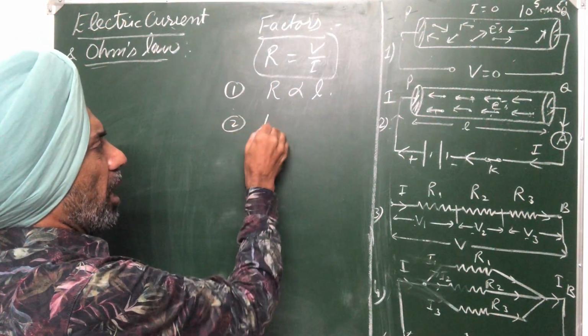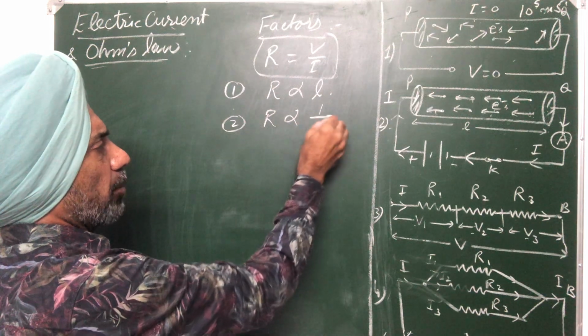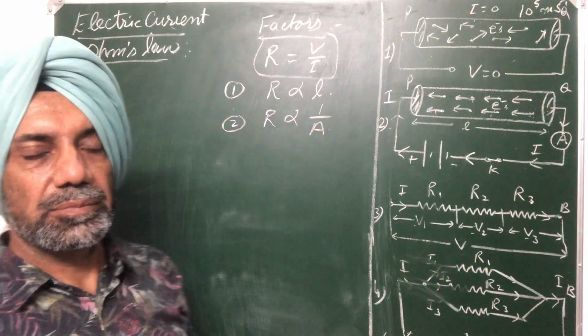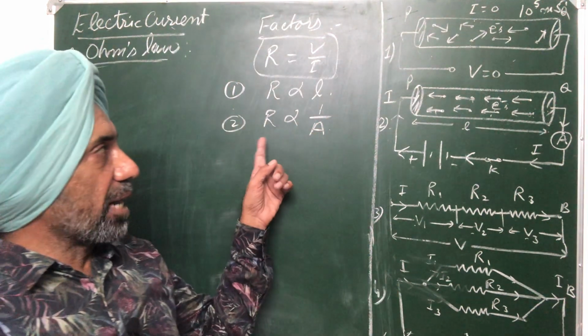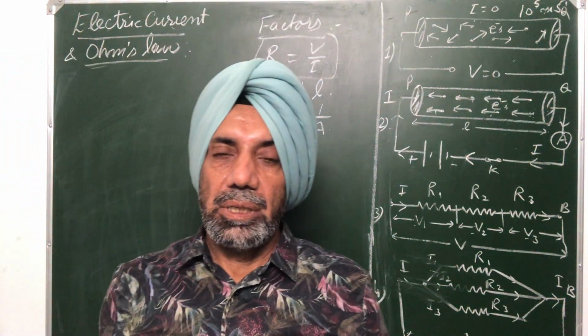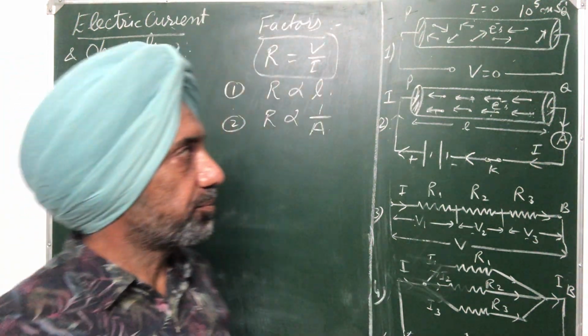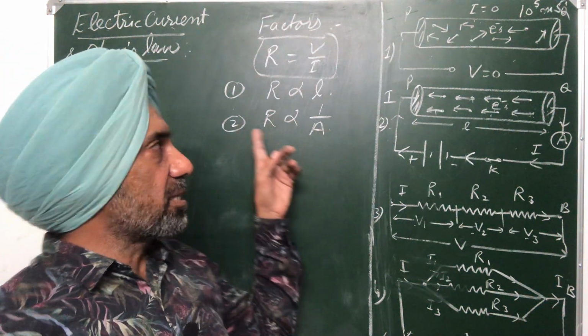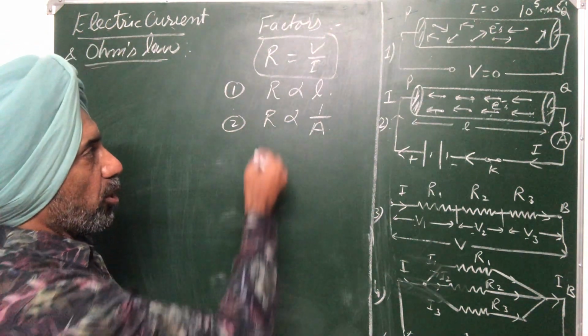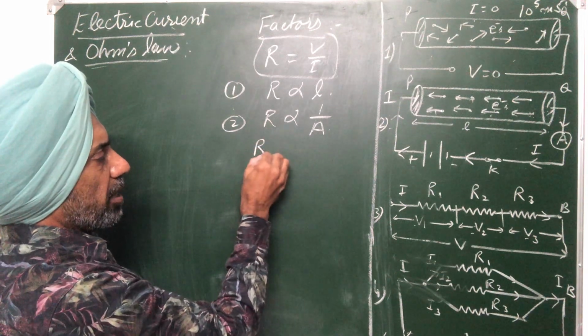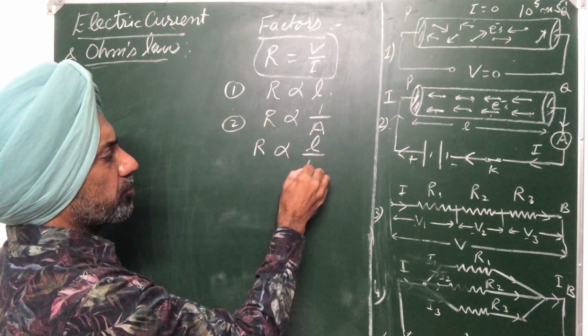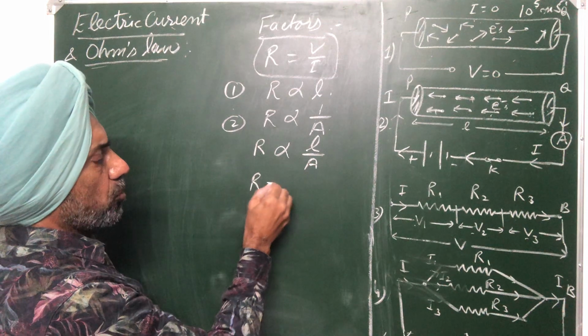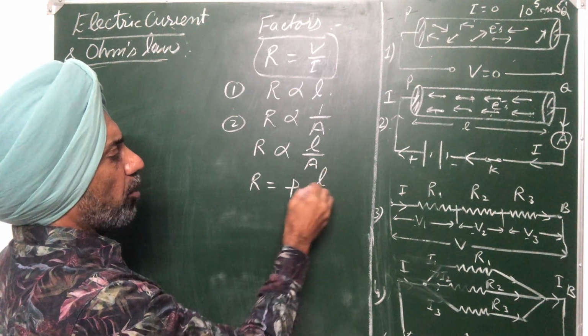Second, R is inversely proportional to 1 by A. R is inversely proportional to the area of cross section of the conductor. It means the more the area, the less the resistance. If we combine these two factors, we get R proportional to L upon A, or R is equal to rho into L upon A.